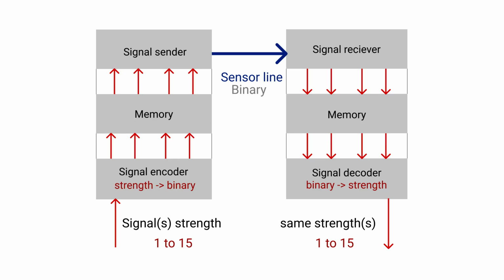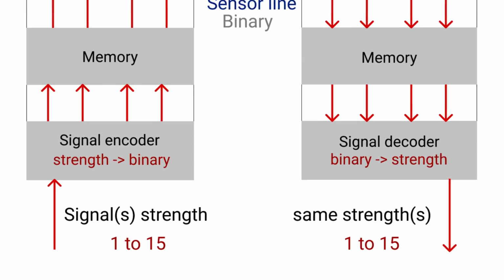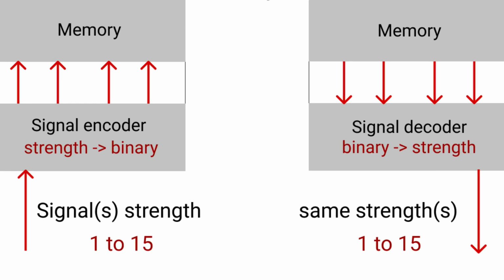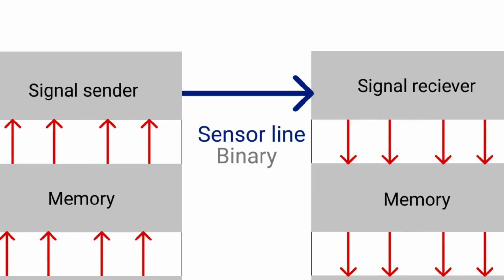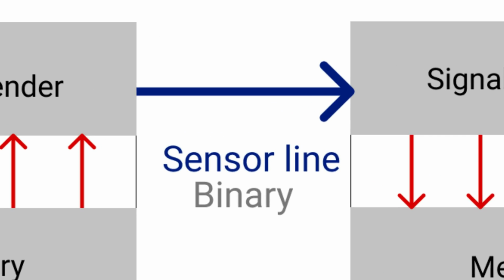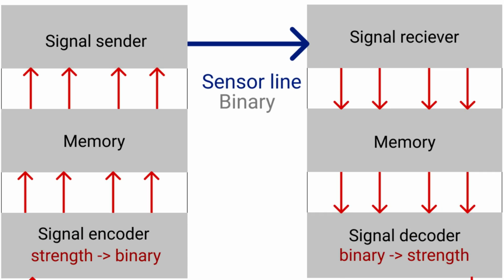Each of these modules has three parts. An encoder or decoder that is able to translate between strength and binary. A signal sender or signal receiver that are able to talk together through a transporting method, so through the sensor line. And finally, a memory that is able to keep the useful information until the time we need it.